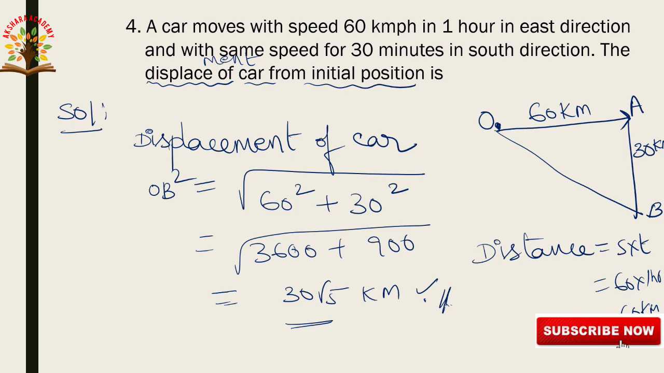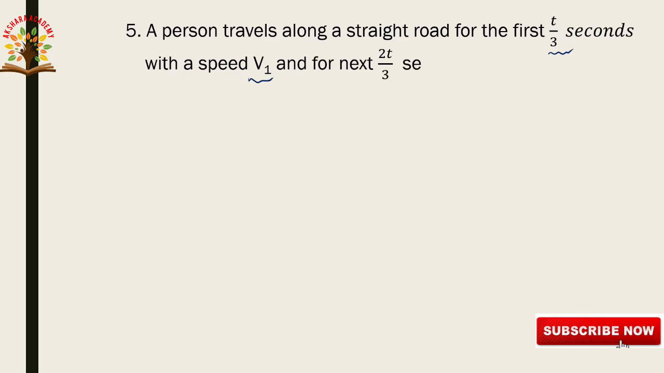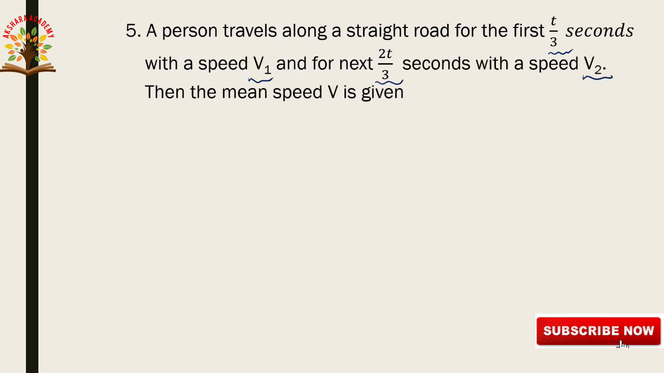Next we will go to the next question. In this question, a person travels along a straight road for the first t/3 seconds with the speed v1 and for the next 2t/3 seconds with the speed v2. Then you have to calculate the average speed. Let us go to the solution.